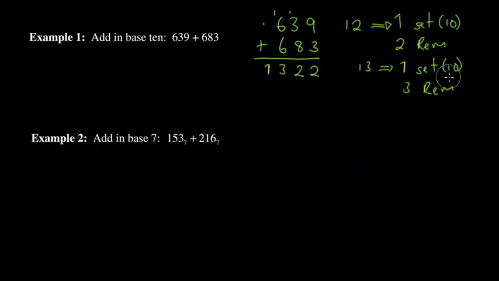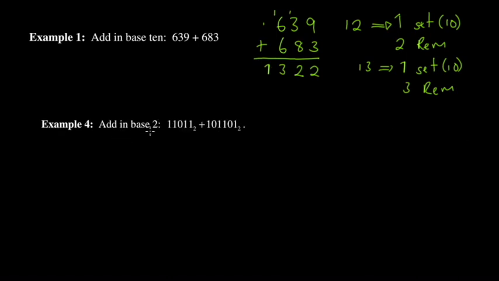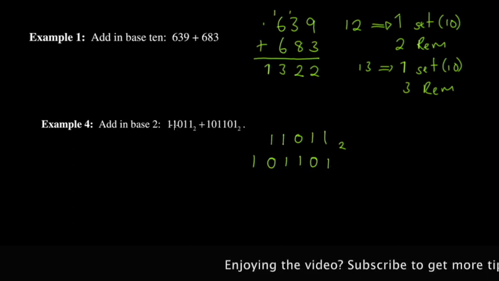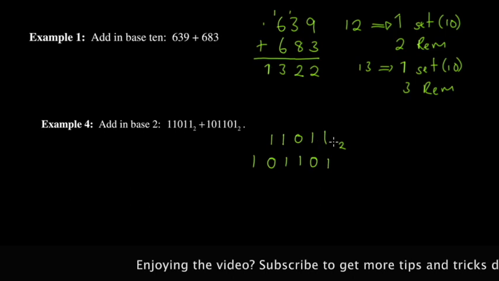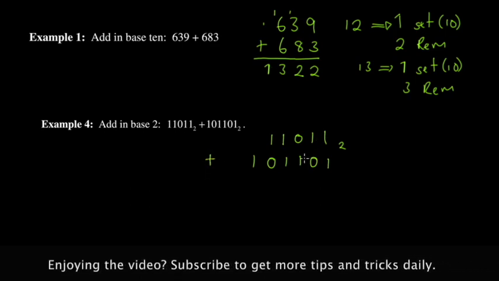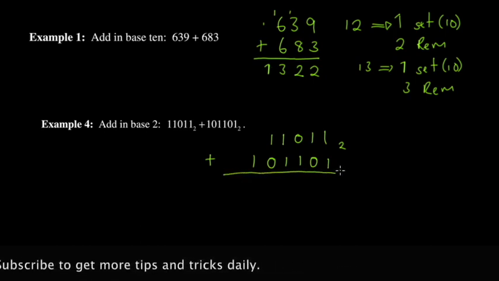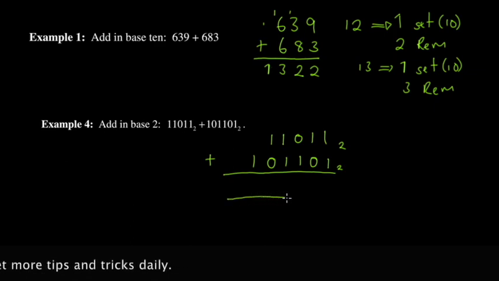Let's quickly give another example, a second one. The second example says add in base 2. So we're adding 11011 base 2, and we're supposed to add 101101. Okay, so how many digits? 1, 2, 3, 4, 5, 6. And 1, 2, 3, 4, 5. Okay, so make sure that at least for these ones, each digit is aligned with another digit. Okay, and we are working in base 2 like this.